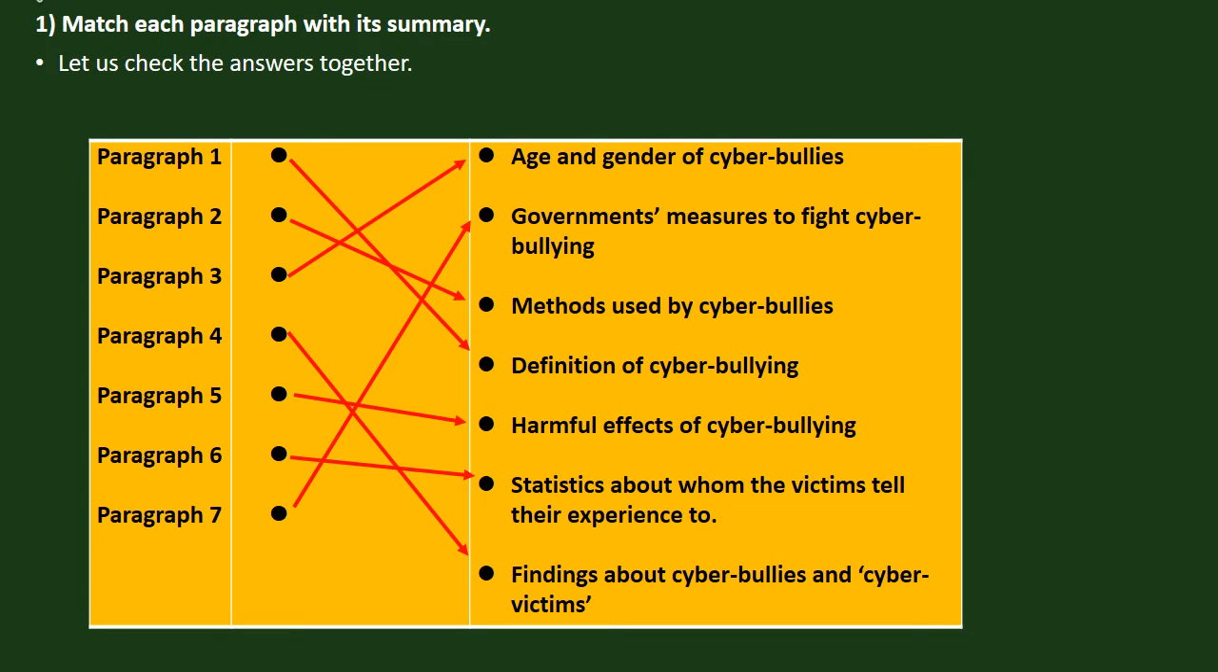Definition of cyberbullying. Paragraph 2. Methods used by cyberbullies. Paragraph 3. Age and gender of cyberbullies. Paragraph 4. Findings about cyberbullies and cyber victims. Paragraph 5. Harmful effects of cyberbullies. Paragraph 6. Statistics about whom the victims tell their experience to. Paragraph 7. Government's measures to fight cyberbullying.